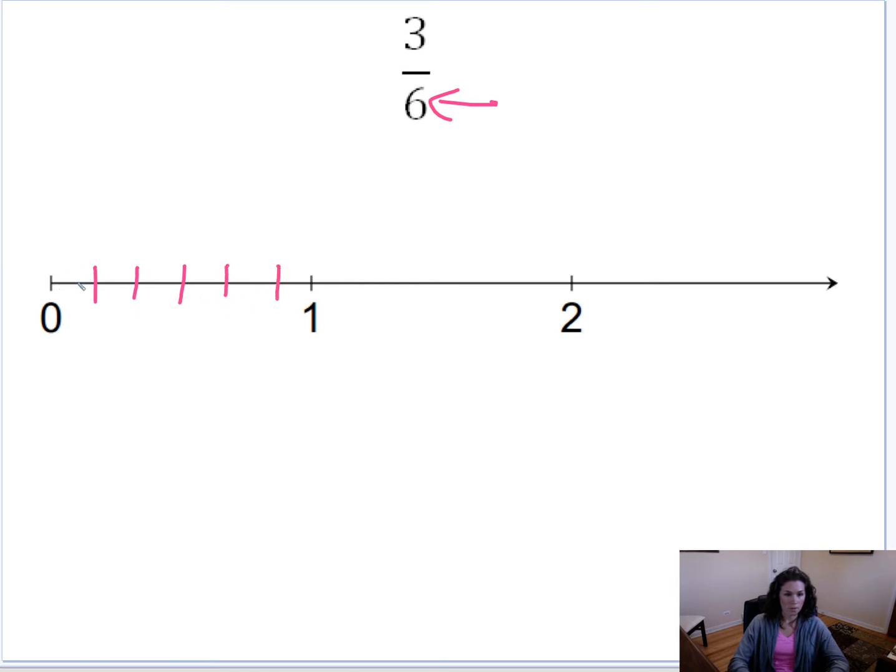So now you can see I've got 1, 2, 3, 4, 5, 6. I've got another whole right here from 1 to 2 that needs to be divided into 6 equal parts as well. And I can do it again on this final whole piece right here.